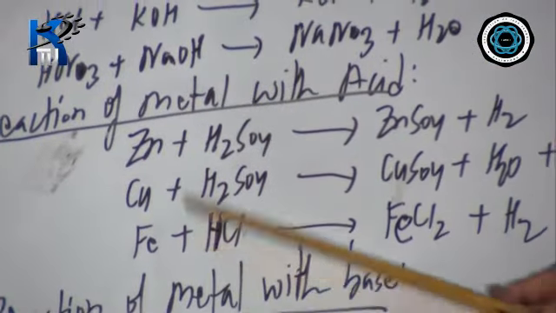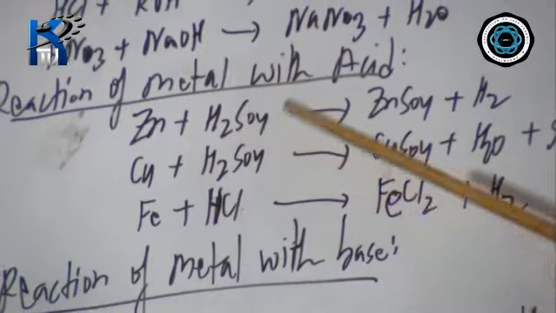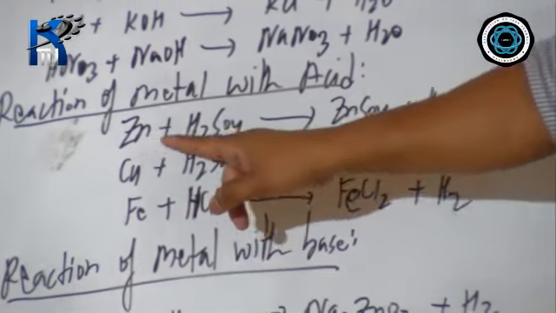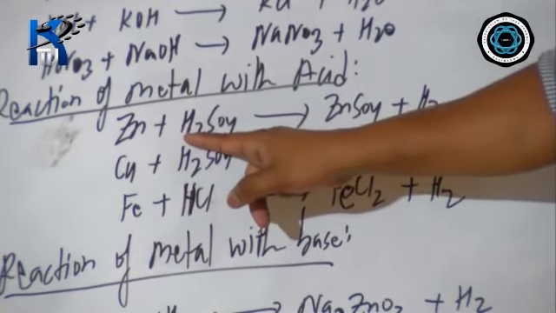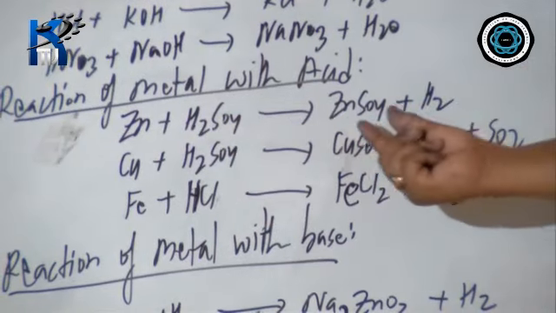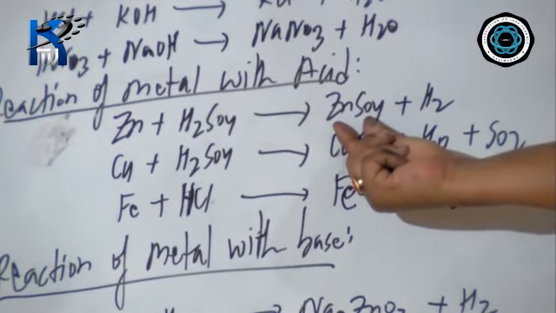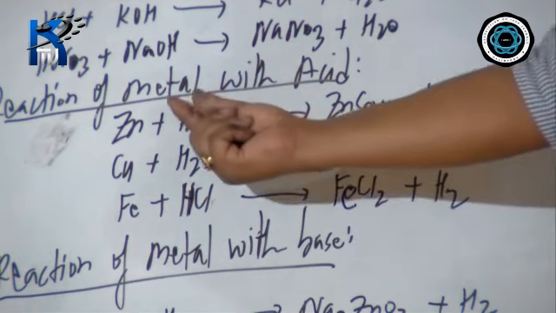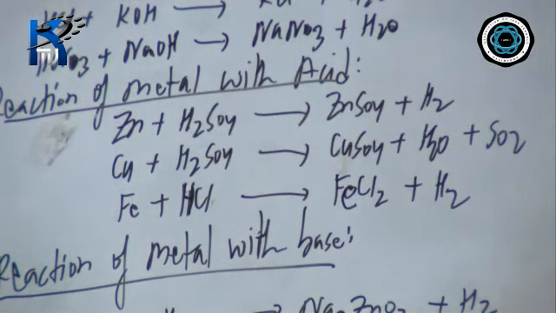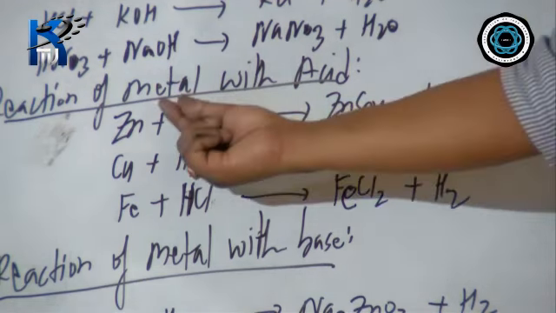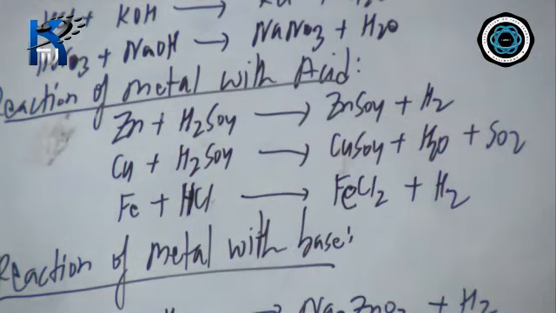Zinc is a metal which reacts with acid, and zinc is above hydrogen in the reactivity series, so it displaces hydrogen. Clear? As a result, we get zinc sulfate, and zinc sulfate is a salt formed by reaction of metal with acid. So students, do remember, some salts are prepared by 2 or more than 2 methods. You can see here, zinc sulfate is prepared by reaction of metal with acid. Again, zinc sulfate is even prepared by the simple displacement reaction.